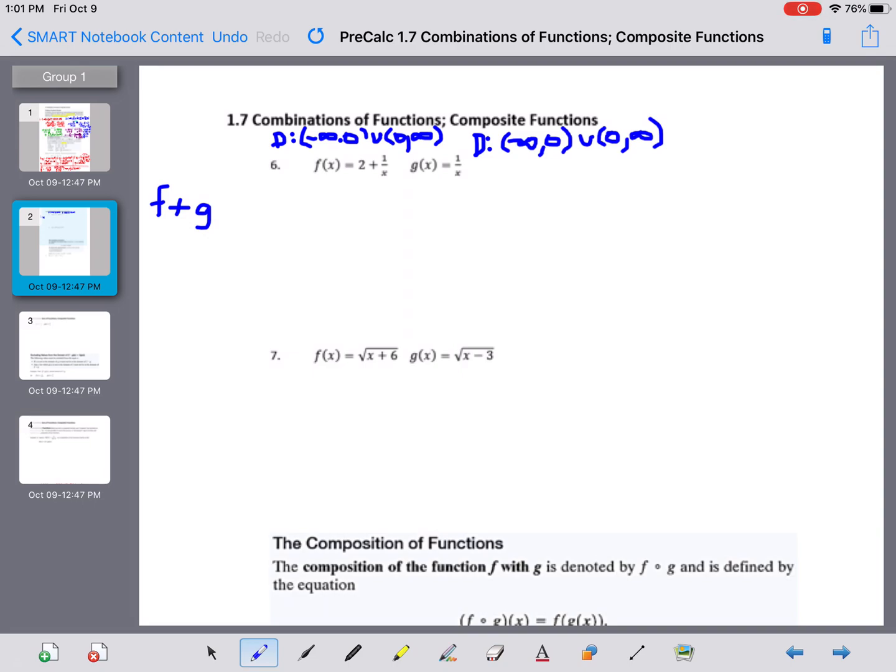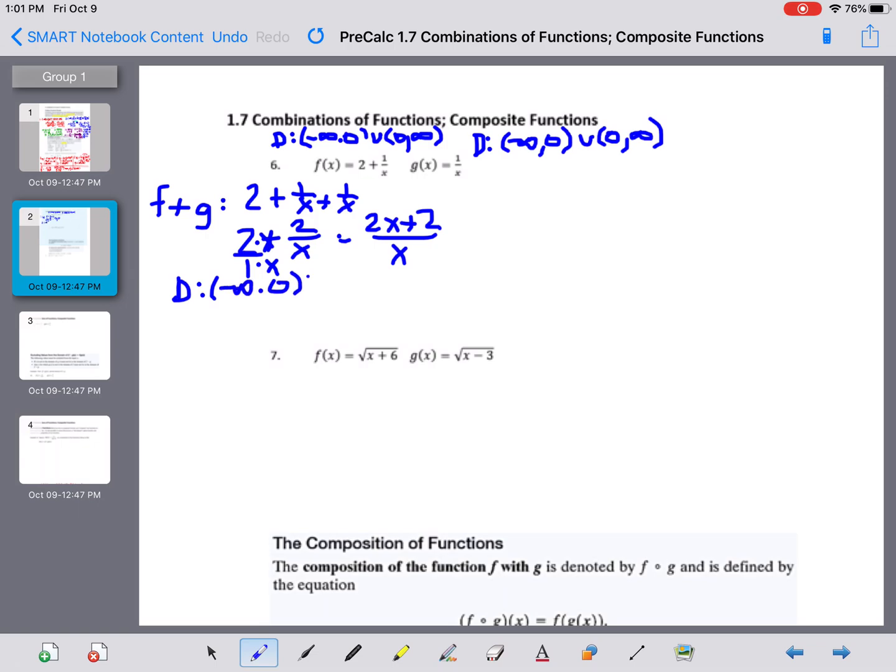Okay, so f plus g. I'm going to have 2 plus 1 over x plus 1 over x. Well, because my x's have a common denominator there, I can add those and I can get 2 plus 2 over x. Okay, I could work to get a common denominator and put this over 1. I could multiply by x, and I could get 2x plus 2 all over x. Either way, it's fine, okay? My domain here, what can x not equal? Well, x still can't equal 0. So my domain on this one is going to be negative infinity to 0 in union with 0 to infinity.